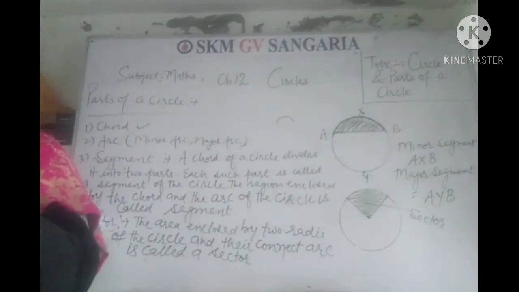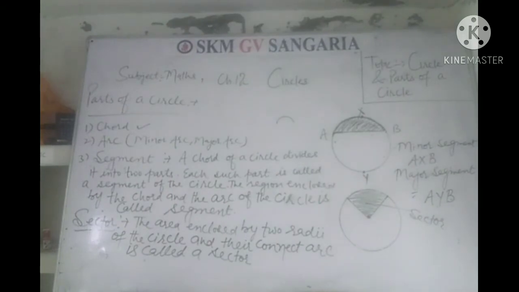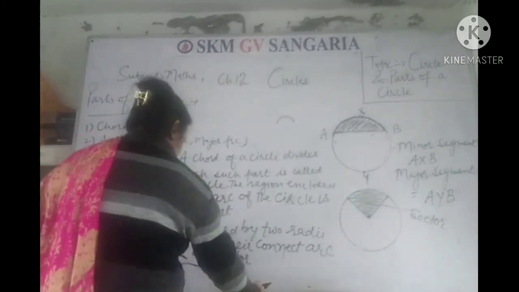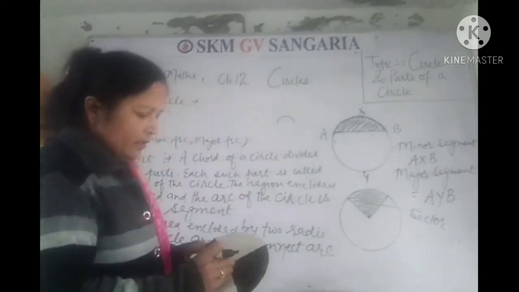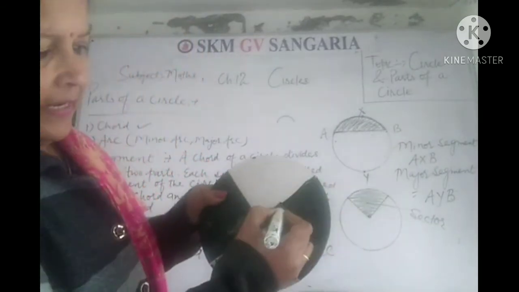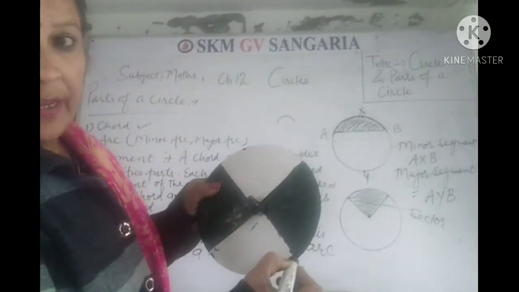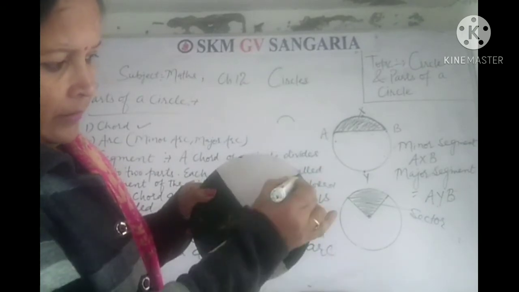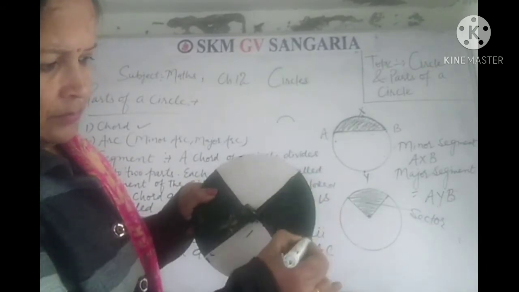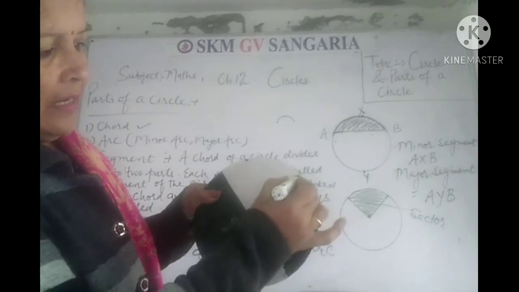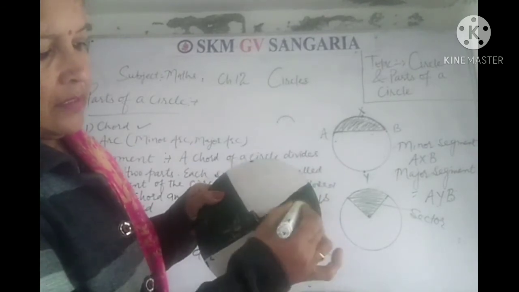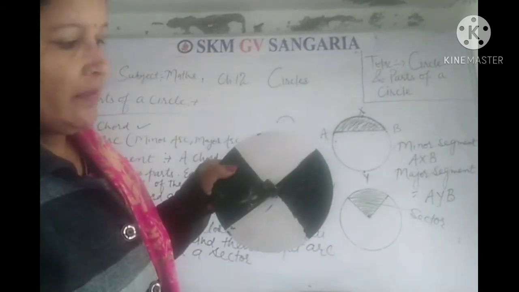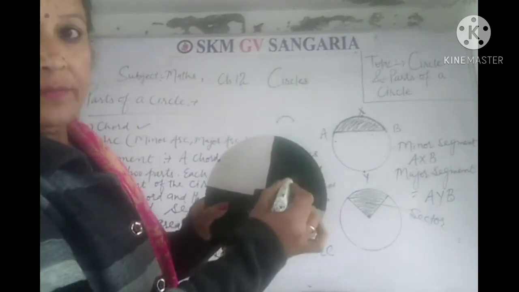Okay. So we can say that here again, the area enclosed by these two radii and their connecting arc, from arc this much to this much, and their connecting arc is called the sector of the circle. Okay.